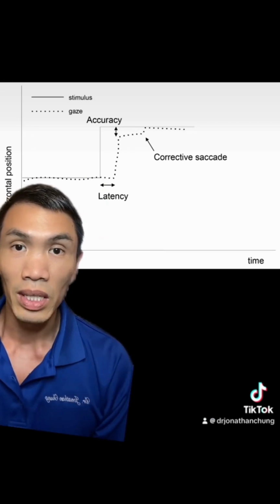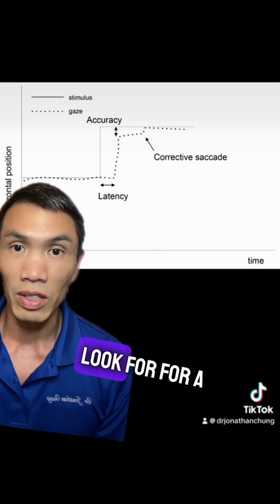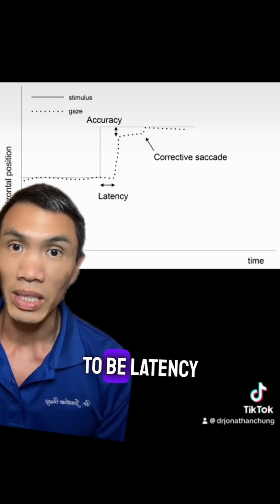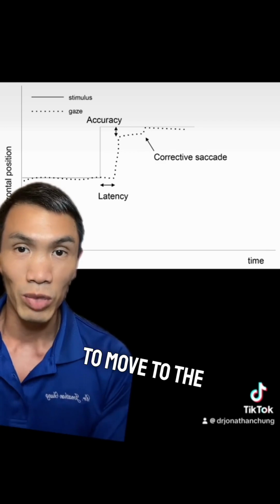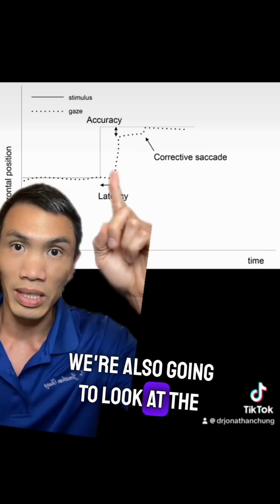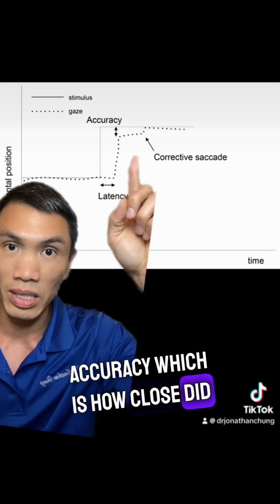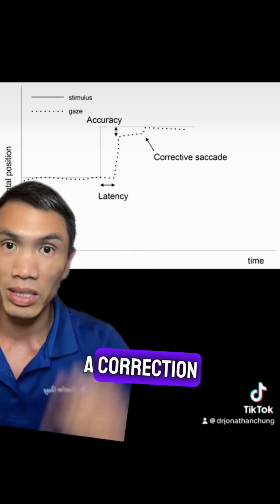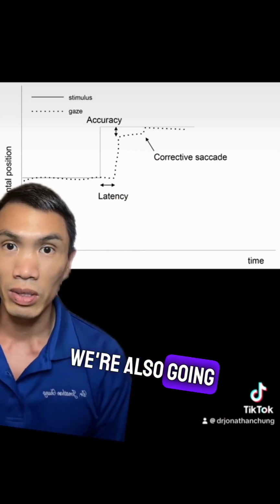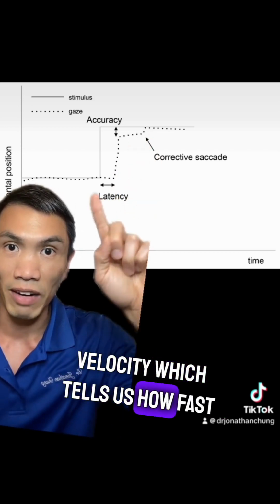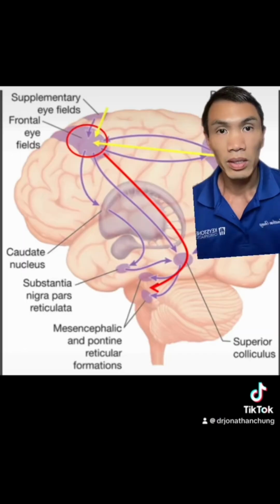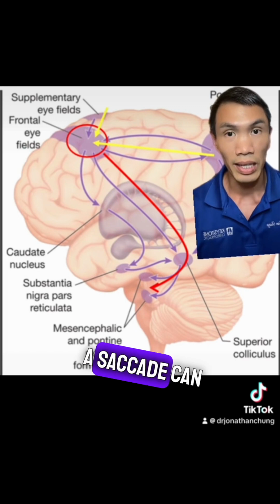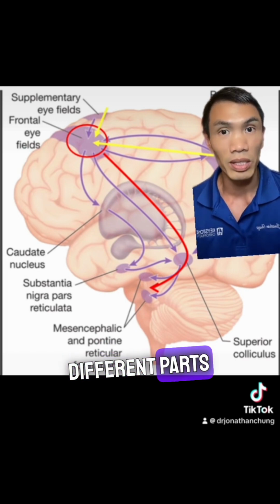So the three metrics that we typically look for a saccade are going to be latency, which is almost like a reaction time of the eyes to move to the target. We're also going to look at the accuracy, which is how close did it get to the target and did it make a correction if it made an error. We're also going to look at the velocity, which tells us how fast the eyes moved once it was able to identify the target.